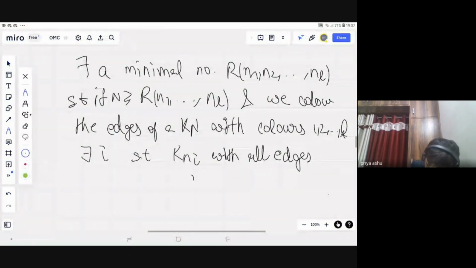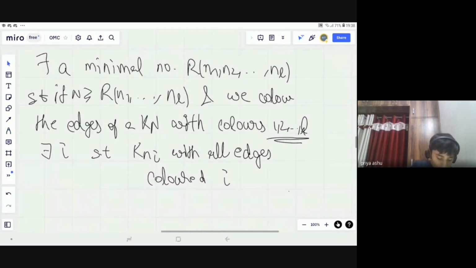How many colors are given? We're coloring with colors 1 to L. So we were just doing the case for L equal to 2 before. We were coloring with colors red or blue, or colors 1 and 2. So it's exactly the same theorem, just generalized.